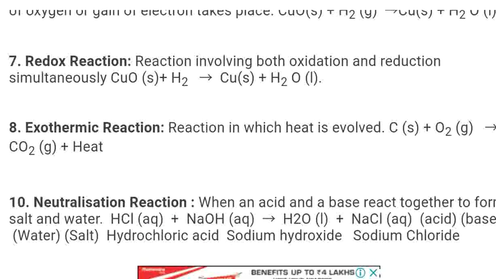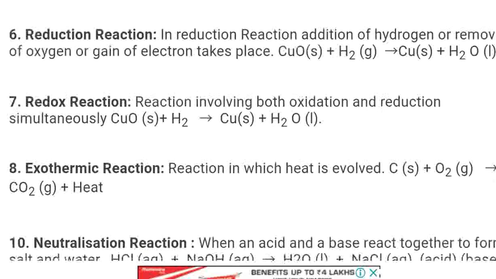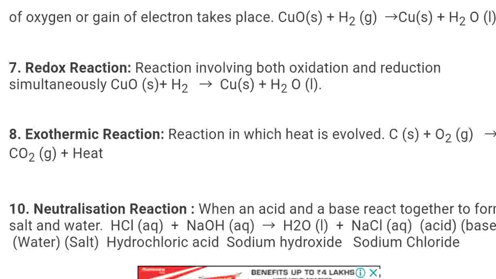Next one is redox reaction. It is a reaction in which oxidation and reduction take place simultaneously. At the same time oxidation and reduction happen, so these types of reactions are known as redox reaction. For example, copper oxide reacts with hydrogen. Here reduction of copper happens, but at the same time oxidation of hydrogen also takes place. That's why this reaction is known as redox reaction.